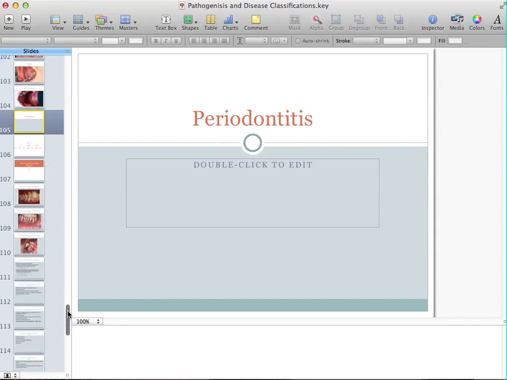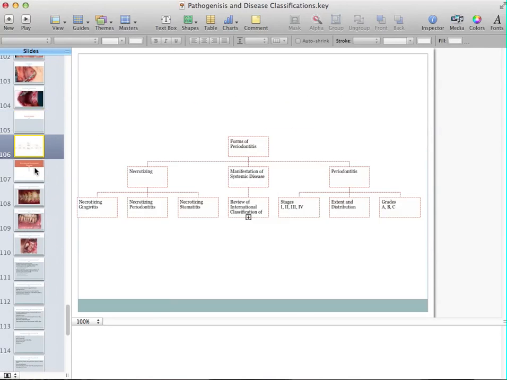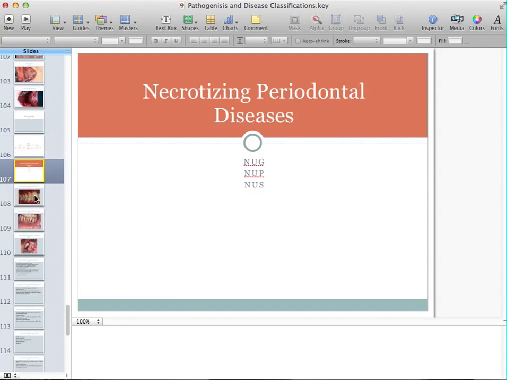Alright, now periodontitis. So you can have different types of periodontitis. You could have necrotizing periodontitis, which is the necrotizing gingivitis, necrotizing periodontitis, and necrotizing stomatitis. You can have manifestations of systemic disease, such as a review of internal classification, and then periodontitis, which is your 1, 2, 3, 4 stages of perio, and then your extents, and then your grades.